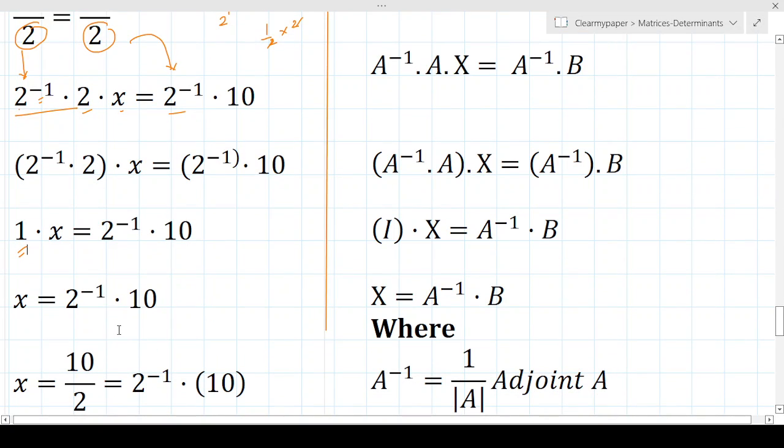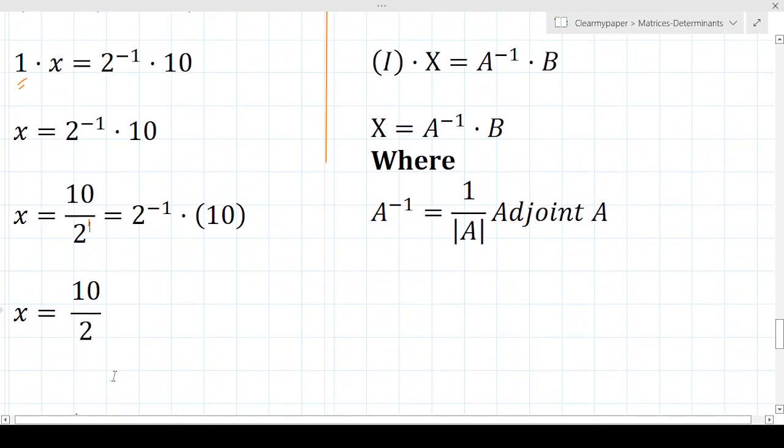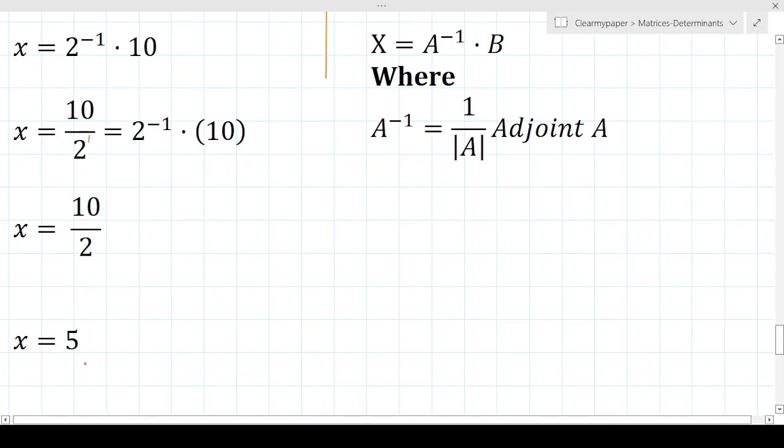And 2 to the power negative 1 is dividing by 2, which we already know, right? It's like dividing by 2 to the power plus 1, which is the same. It's all the same thing. And the final answer is going to be 5. This is what we get.